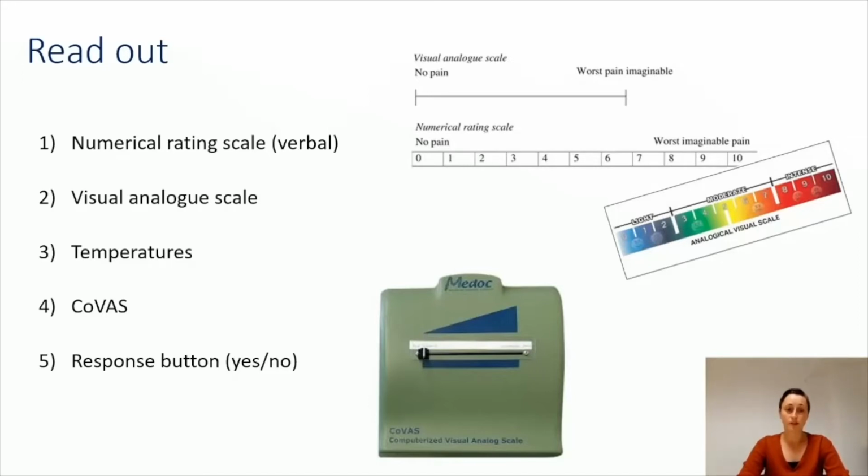Another device that is available through MEDOC is the COVAS, which is a computerized visual analog scale. The big advantage of this COVAS device is that you can track the actual pain experience by the patient in time. So the pain scores on this VAS scale are being reported live as temperatures are changing in your software, allowing you to not only quantify the amount of pain, but also quantify how the pain is changing in time.